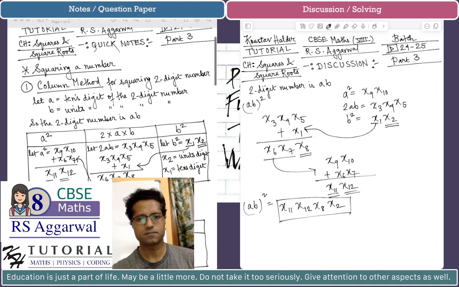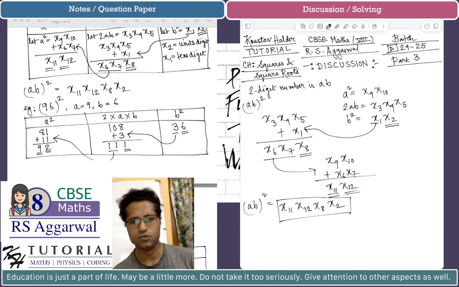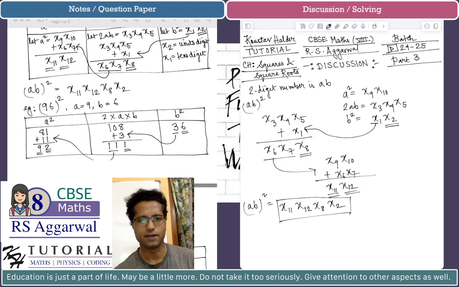Now in the notes you can see one example. This is the first example. I have tried my best to visually show what is happening. We can see the example of 96 square. We are squaring 96. In 96, the digit at the tens place A is 9 and the digit at the units place B is 6. So B square is 36, twice of AB is 108 and A square is 81.